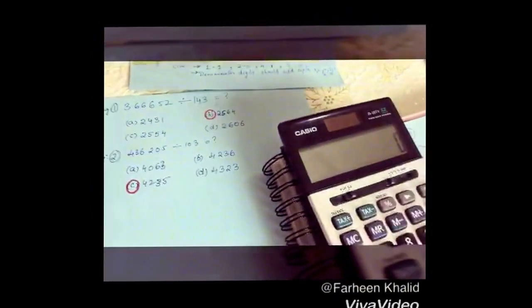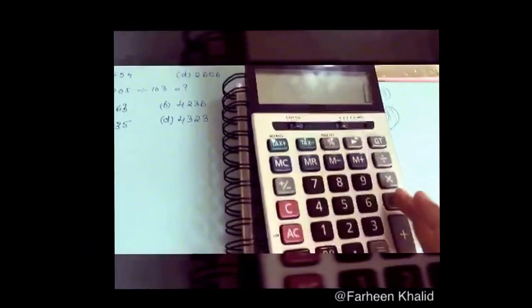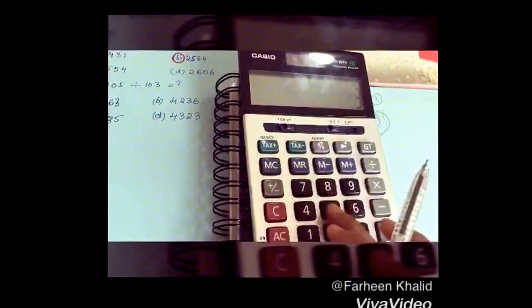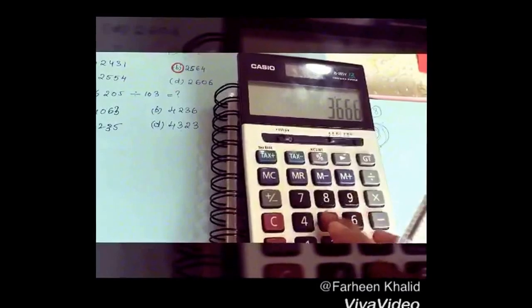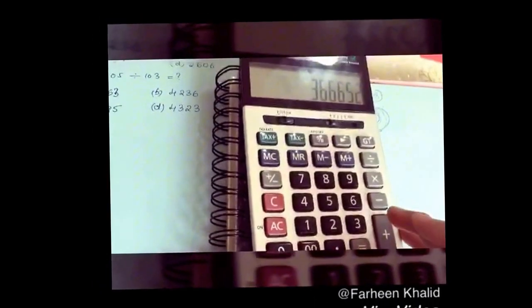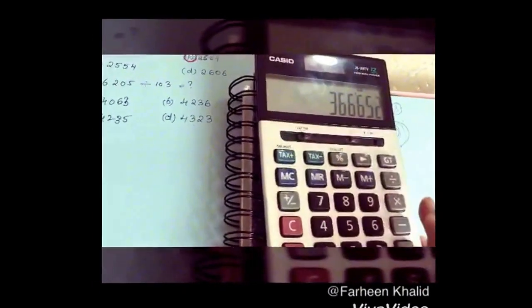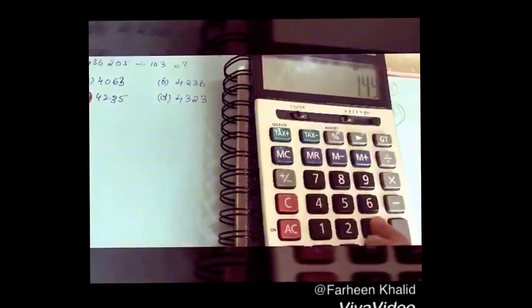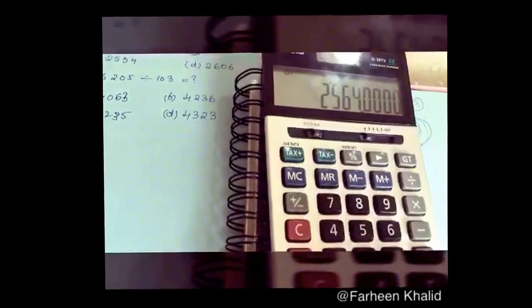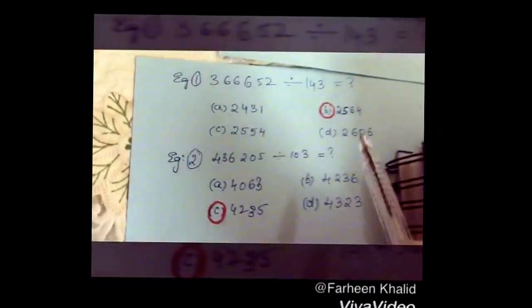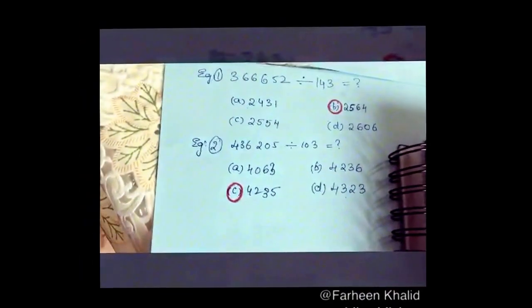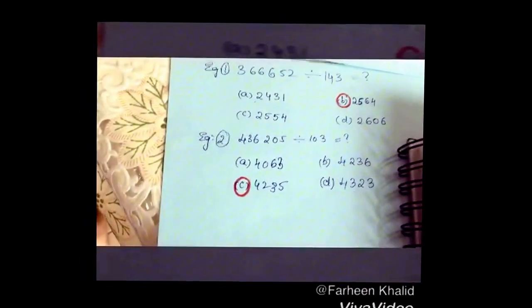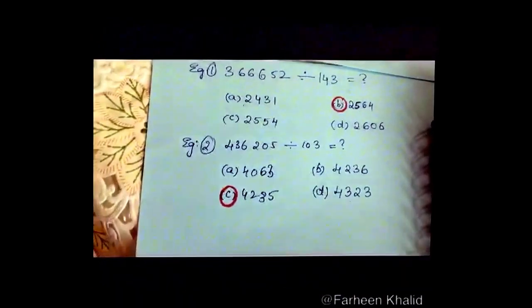Okay, so our question was 3666,5252, and we had to divide it by 143. So 1, 4, and 3. So the answer here is 2564, which is exactly the one that we have found here. Okay, so you see how easy that is. You just have to find the sum of the digits in the question.